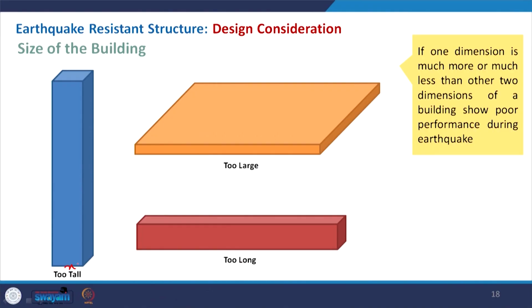Coming to the size of the building, any building will have three dimensions: the length, width, and height. So in this case, in all this representation, if you see the dimensions x, y, and then z, z is much more than x and y. So this is a very tall building.